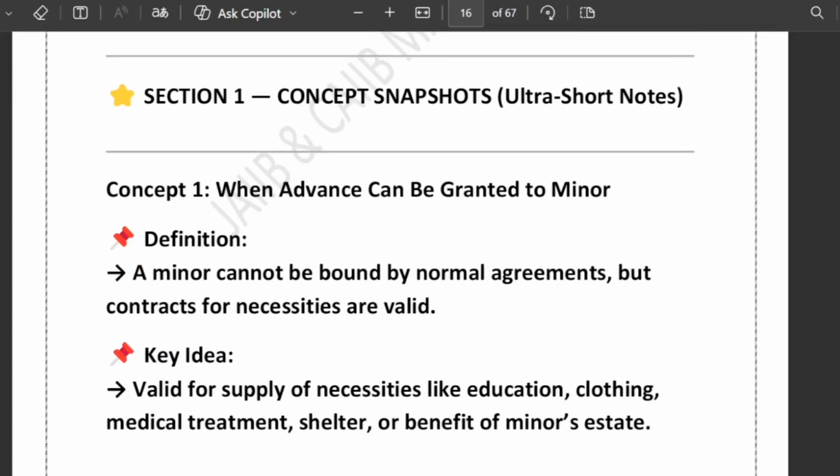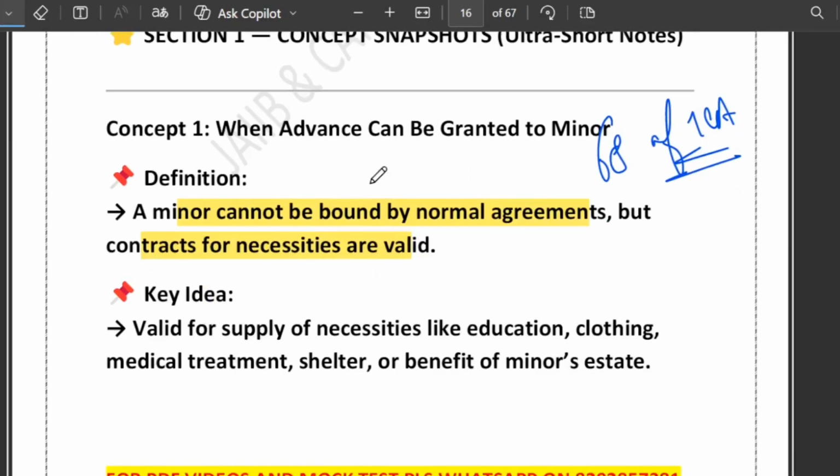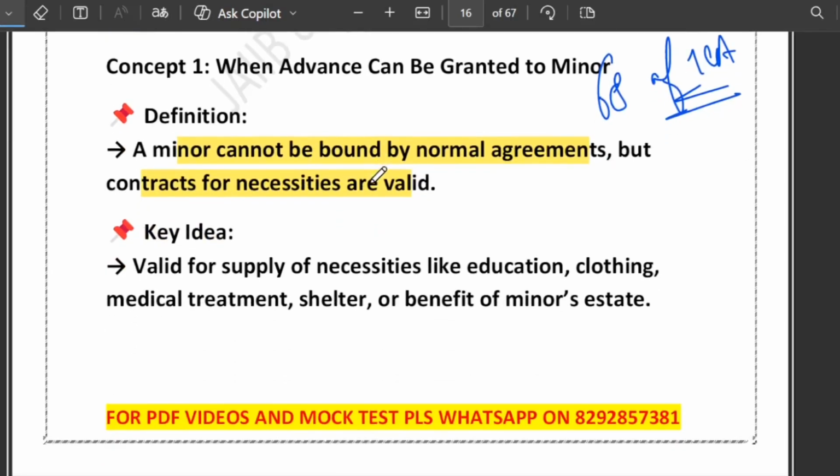Minor cannot be bound by normal agreement. They can never be bound by normal agreement. But contracts for necessities are valid under section number 68 of the ICA, Indian Contract Act. What is the key idea? It is valid for supply of necessities like education, clothing, medical treatment, shelter, benefit of minor estate.